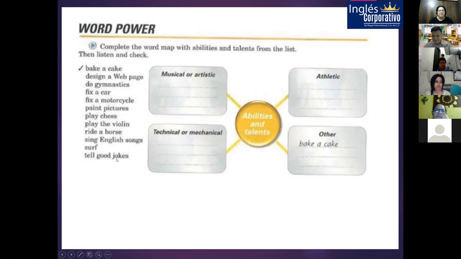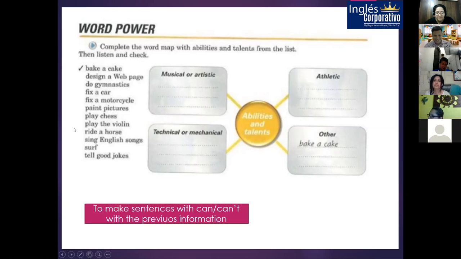Okay, what about this one? Let me see, Lisbeth. Chocolate room. Okay, what about this one? Surf. Others, okay, it could be others. Probably athletic, right? Really good. And the last one, it will be for me, right? Okay, tell good jokes. What does it mean? Contar buenos chistes. Yeah, thank you, Saul Sanchez. Okay, it could be artistic, right? Really good.